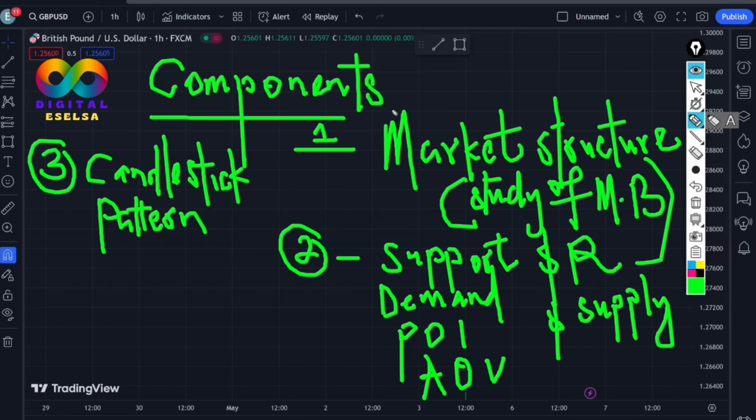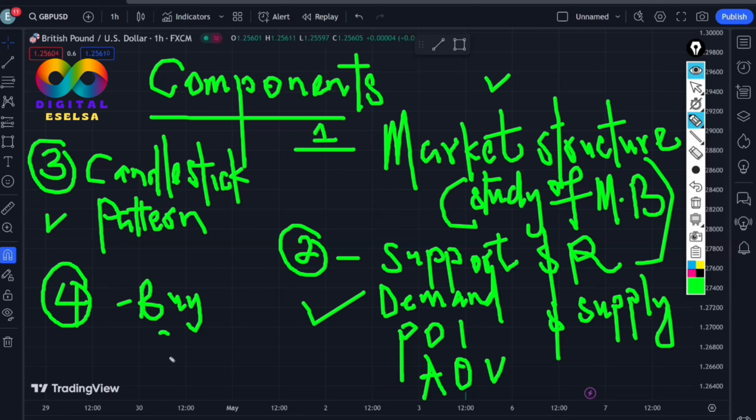If you write this down, it's good. Good. So you must have knowledge about market structure. You must have knowledge about support and resistance, or demand and supply. You must have knowledge about candlestick patterns. Then after getting this information, the 4th one finally is for you to place your buy and sell. All these things must be in place before you can say, okay, I am buying, I am selling. Then you start putting your stop loss and your TP.